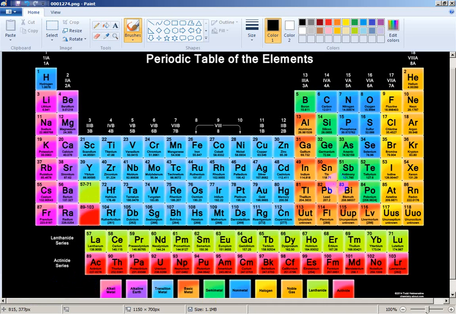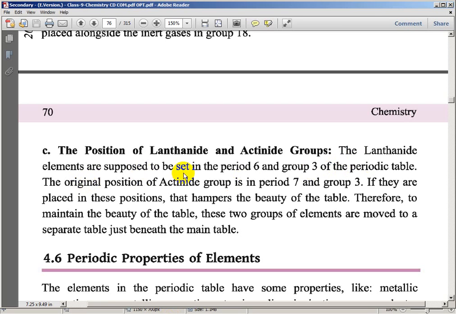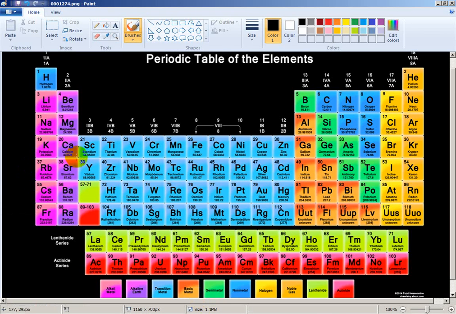The periodic table would become much wider from here. In period 6, if we place the lanthanide series elements, 57 to 71, here, and likewise the actinide series. The lanthanide elements are supposed to be set in period 6 and group 3. Group 1, group 2, group 3. So the lanthanide series are in group 3, period 6, and the actinide series are also in group 3, period 7.